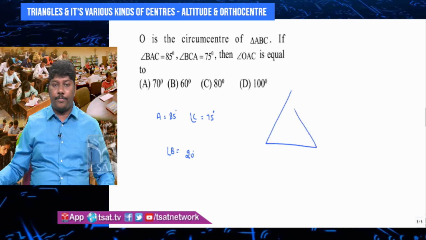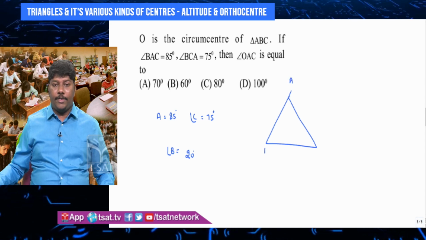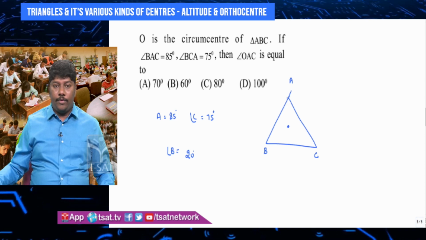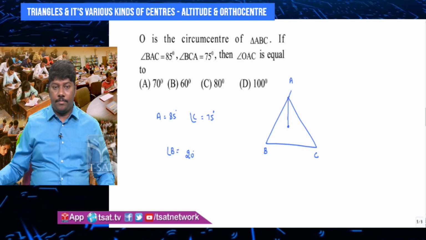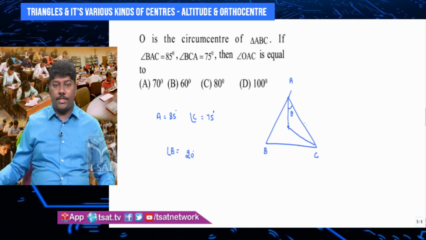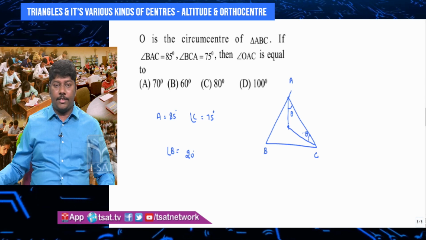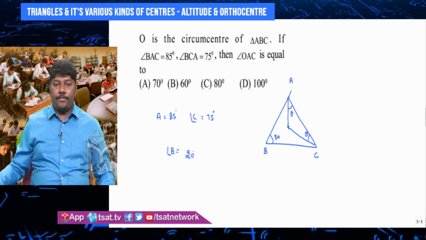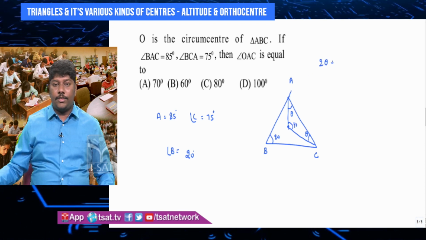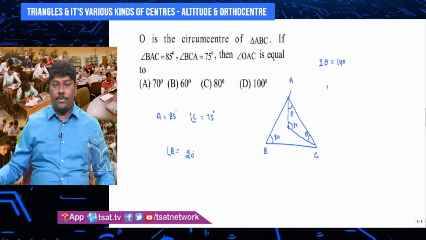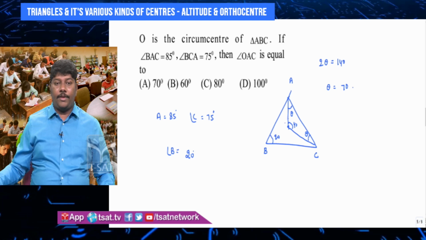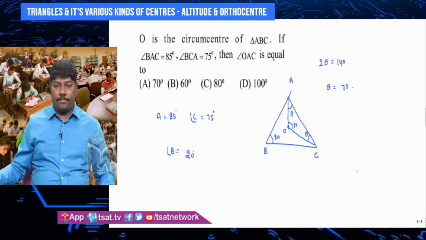Imagine triangle ABC. I need OAC. We are interested in this angle. We know if it is theta, this is also theta because we have seen the similar sum. Angle B is 20 means this becomes 40. So 2 theta in the triangle is equal to 140. So theta is equal to 70. So basically if B is given, how do I find out this OAC? See there.